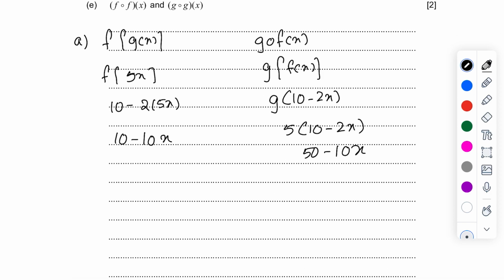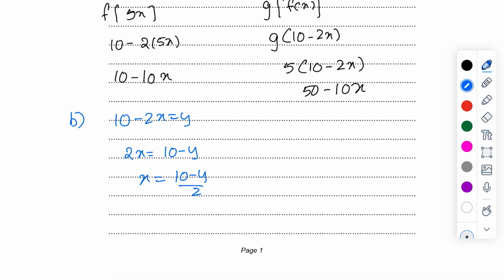Now f inverse of x. So how should I be finding f inverse of x? For part B, 10 minus 2x equals y. So 2x equals 10 minus y. So x equals 10 minus y upon 2. So what will be f inverse of x? 10 minus x upon 2.